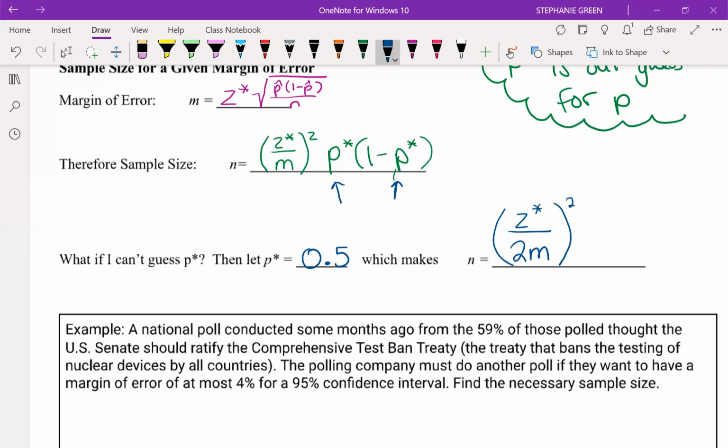Okay, but again, I don't necessarily need that truncated formula there. I can still use this formula for N, plug in 0.5 here and here, and eventually it's going to simplify to this anyways. Just knowing or recognizing this simplified version of the formula when you're using 0.5 as your P star is simply going to save you some time. But again, it's not one of those mandatory things to memorize.